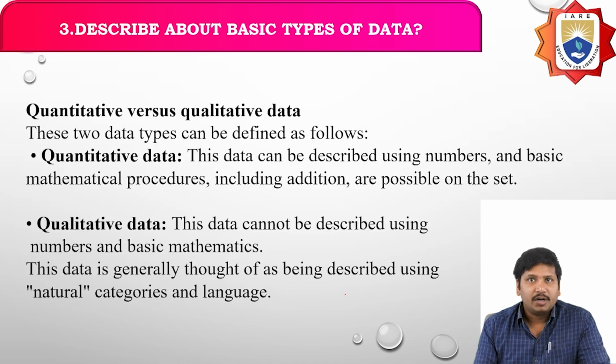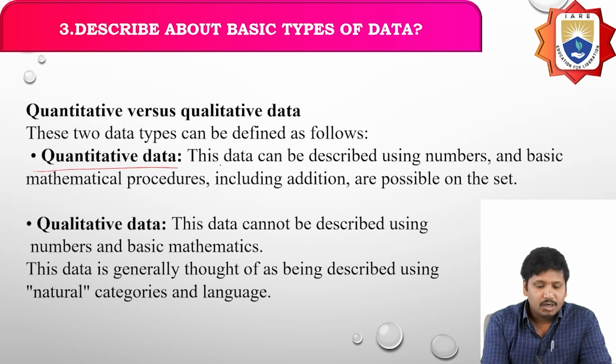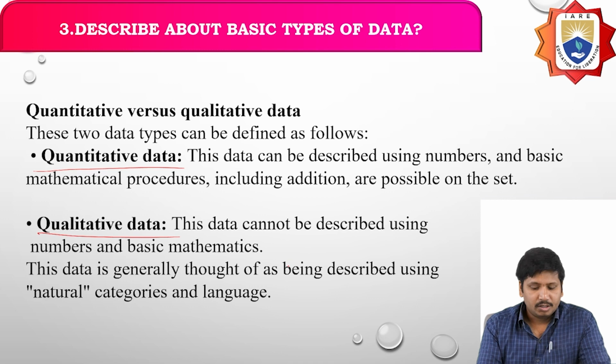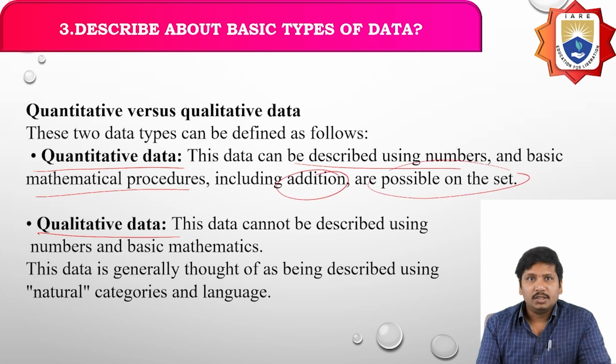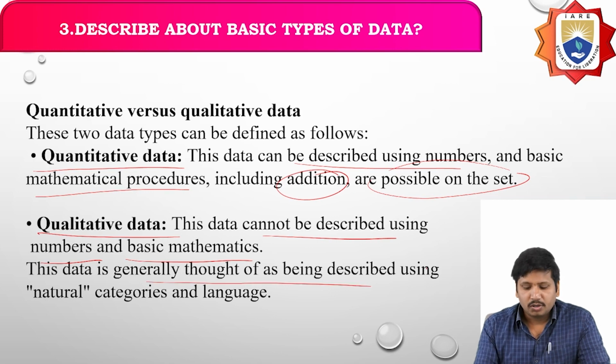And the next one is quantitative and qualitative data. What is quantitative data and what is qualitative data? Quantitative data can be described using numbers, and basic mathematical procedures, including addition, are possible on it. Qualitative data cannot be described using numbers and basic mathematics. It is generally discussed using natural categories and language.